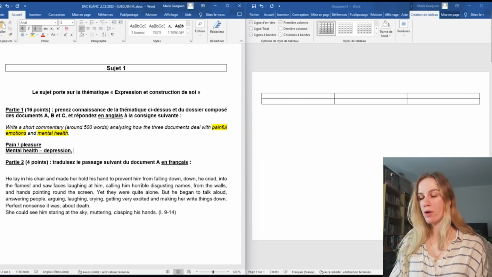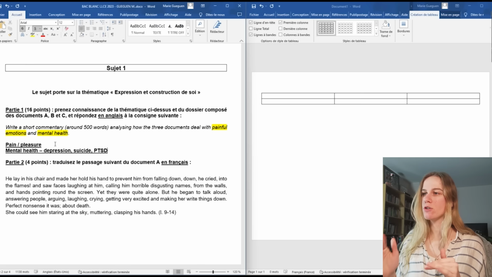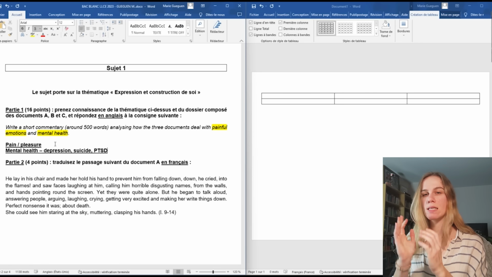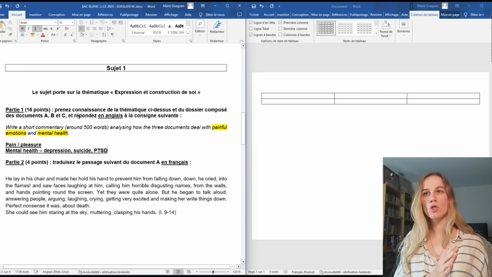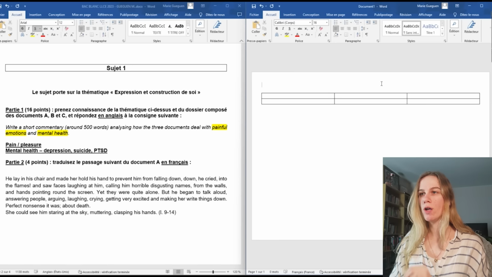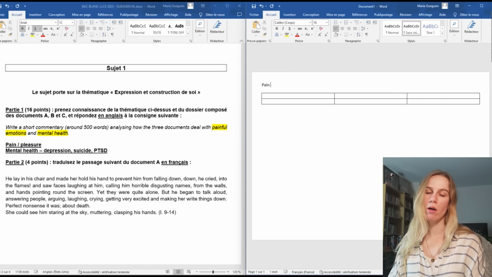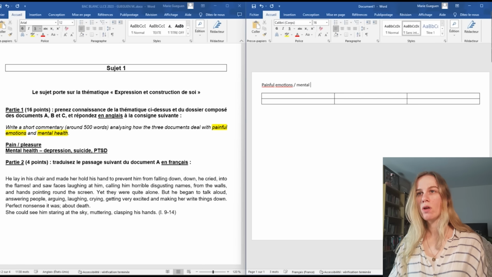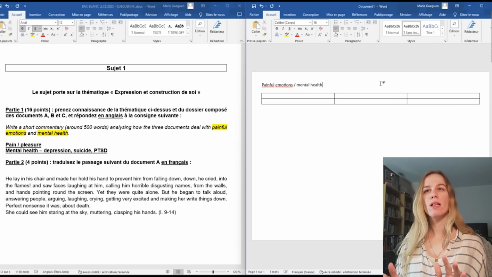So the first thing you have to do is to read these keywords and try to think about other keywords which might help you in your analysis. Once you have done this part, you can go to your draft paper and just at the top write down the keywords which are going to be essential to your analysis. So here these keywords would be pain, or let's write painful emotions because this is after all the topic, and mental health. This will help you to stay focused on the actual topic of the exam.